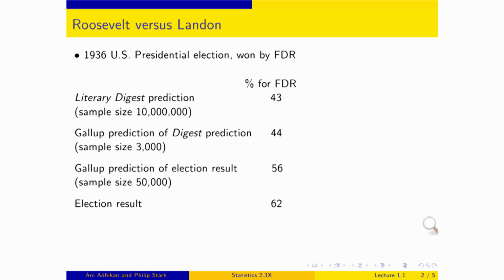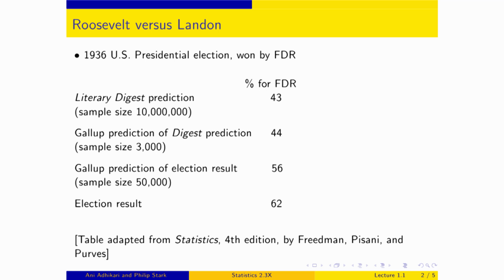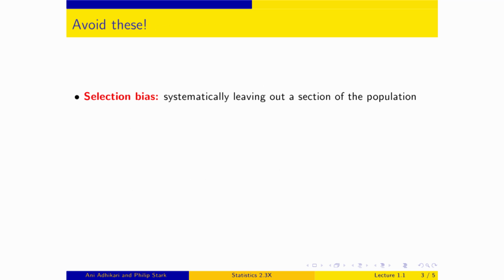So what are the biases that we're trying to avoid? Well, many, but two big ones are selection bias, systematically leaving out a section of the population. So if you only use the phone book, then you don't get the people who aren't in the phone book. And non-response bias. People do not answer survey questions, by and large, and when they do, very frequently, it's because they have an axe to grind. They're really, really interested in that particular question.